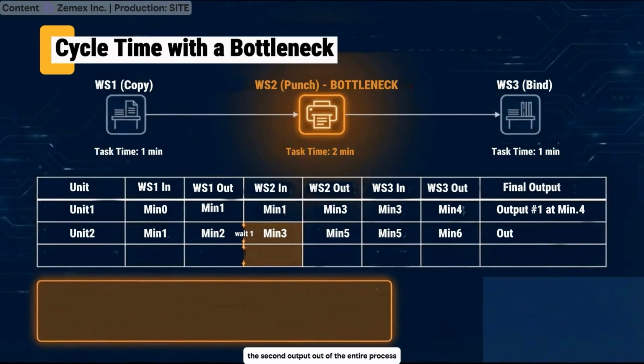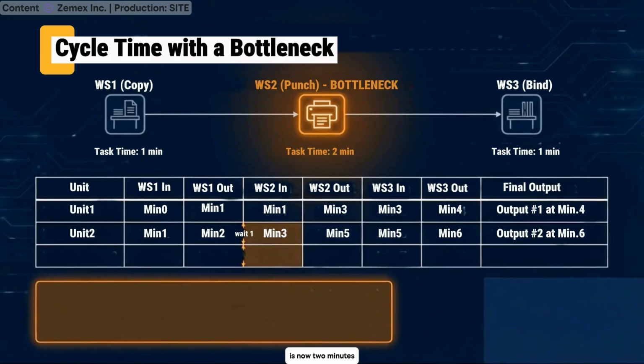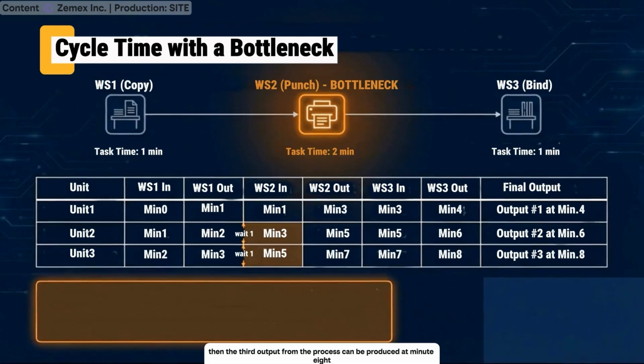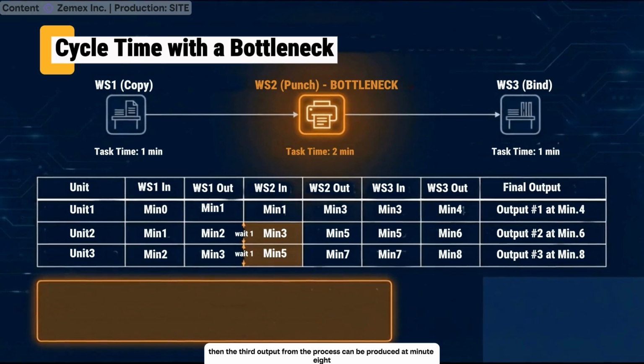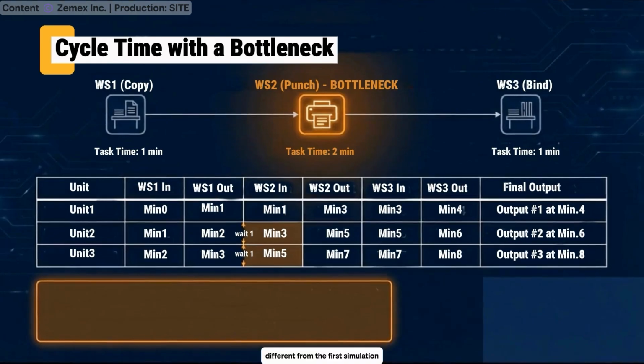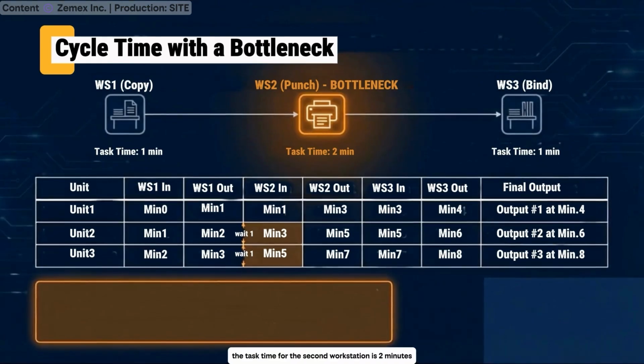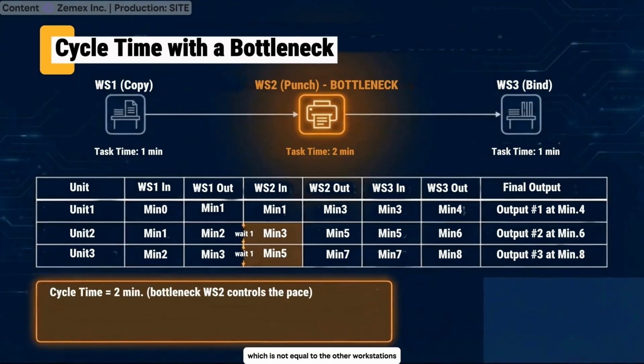The second output out of the entire process came out at minute 6, and the time gap between the first one and the second output is now 2 minutes. Let's run this one more time. Then the third output from the process can be produced at minute 8. Different from the first simulation, the task time for the second workstation is 2 minutes, which is not equal to the other workstations.